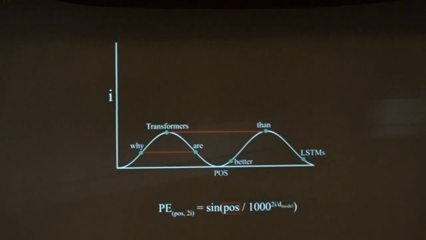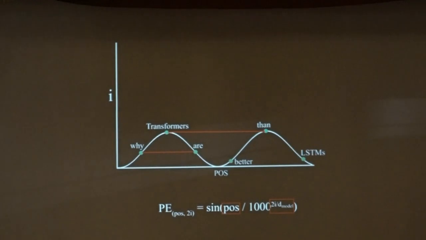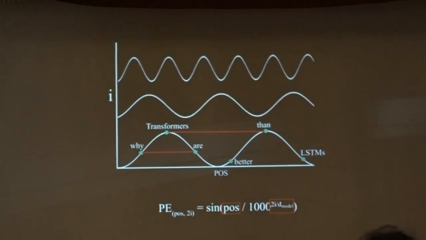Now, this variable, 2i by d model, will come into the picture. This will play a major role. Now, the sine and cos waves will be built for every dimension. This is the sine wave built for one dimension. Next, these are the sine waves built for one more dimension and one more dimension. For three dimensions, I have shown you the sine waves which were built for the positions of these words.